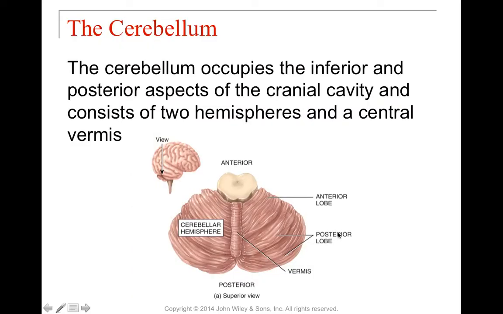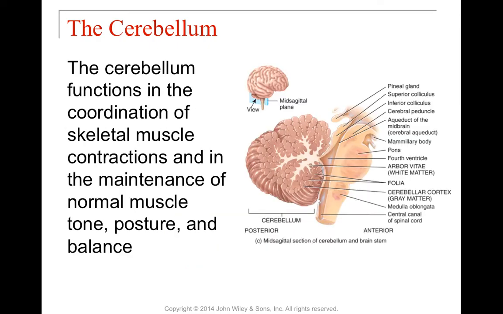Okay, so let's move on to the cerebellum. The cerebellum is going to occupy the inferior and posterior, so at the bottom and towards the back region of the cranial cavity. And it's going to have two hemispheres here, one and the other, and a central vermis. So this here's the vermis region. This is going to connect the two cerebellar hemispheres. All right. So the cerebellum is going to be functional in coordinating your muscular activities. So it's going to coordinate your skeletal muscle contractions, and it's going to help you maintain muscle tone, posture, and balance, etc. So the most superficial layer is called the cerebral cortex. That's going to be here.